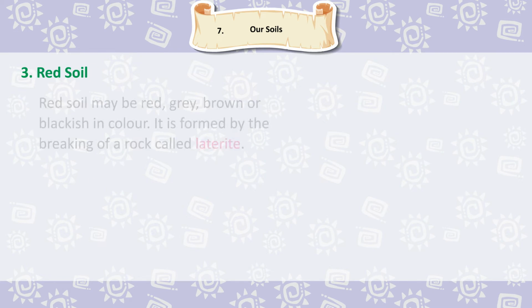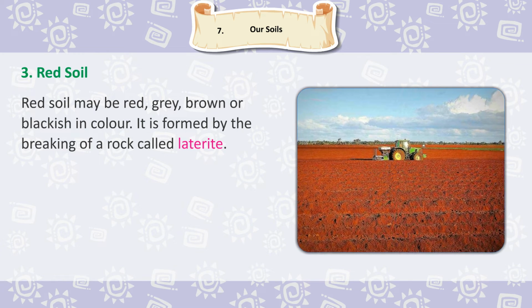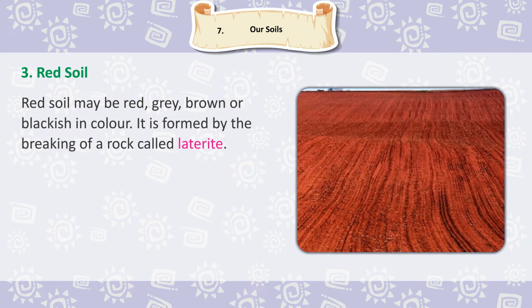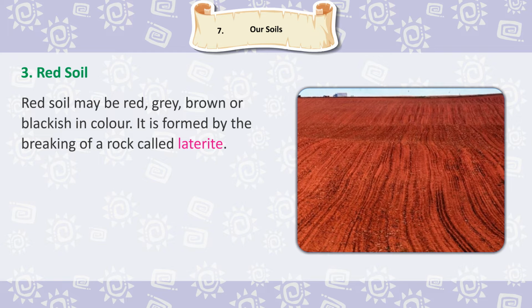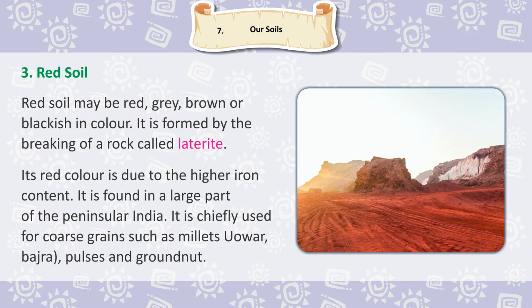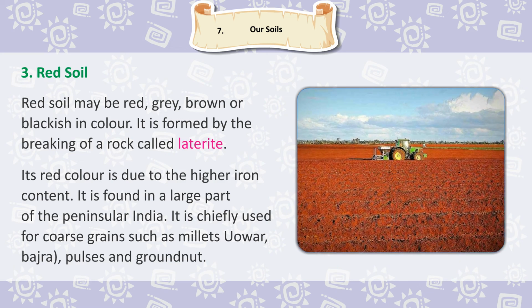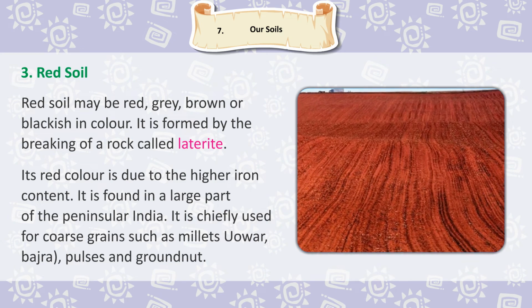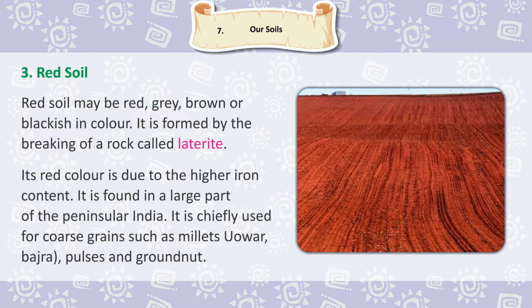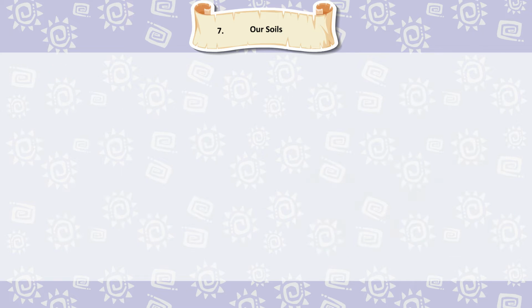3. Red soil. Red soil may be red, grey, brown, or blackish in color. It is formed by the breaking of a rock called laterite. Its red color is due to the higher iron content. It is found in a large part of the peninsular India. It is chiefly used for coarse grains such as millets, jowar, bajra, pulses, and groundnut.